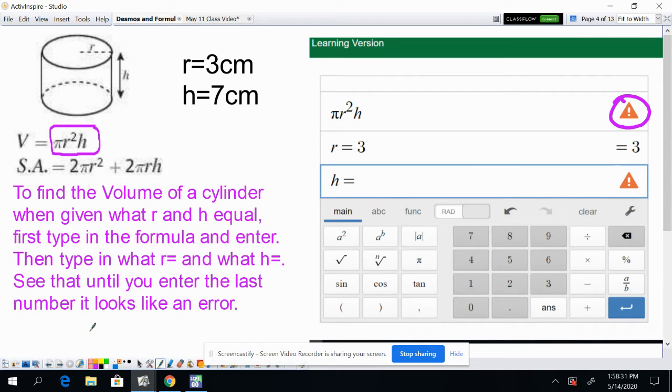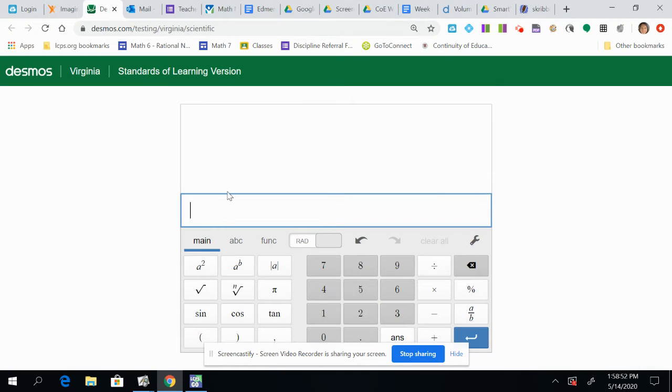So here we're finding the volume of a cylinder. To find the volume of a cylinder when given what R and H equal, first type in the formula and hit enter, then type in what R equals and what H equals. But see that until you enter that last number, it looks like an error over here. So let's type that in. I have used my pi key, R squared H, and hit enter.